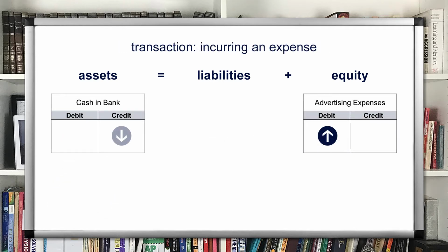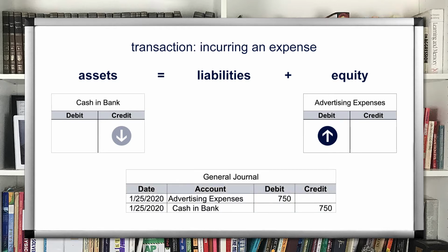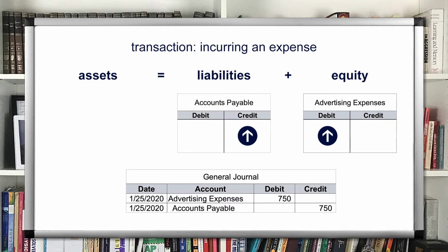When a firm incurs an expense, the expense account must receive a debit. The offsetting credit is often to cash, and the transactions are recorded like this. But what if you pay for an expense with a credit card instead of cash? Or if you aren't required to pay on the spot? In that case, the offsetting credit is to accounts payable rather than cash.